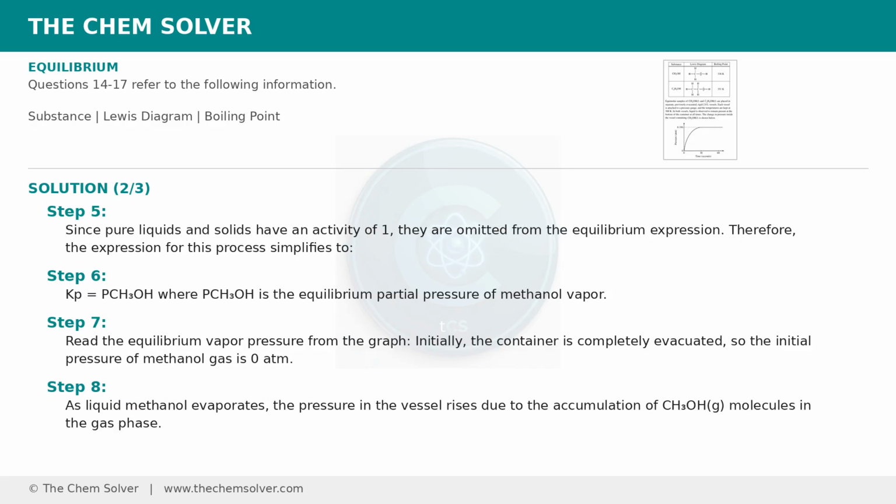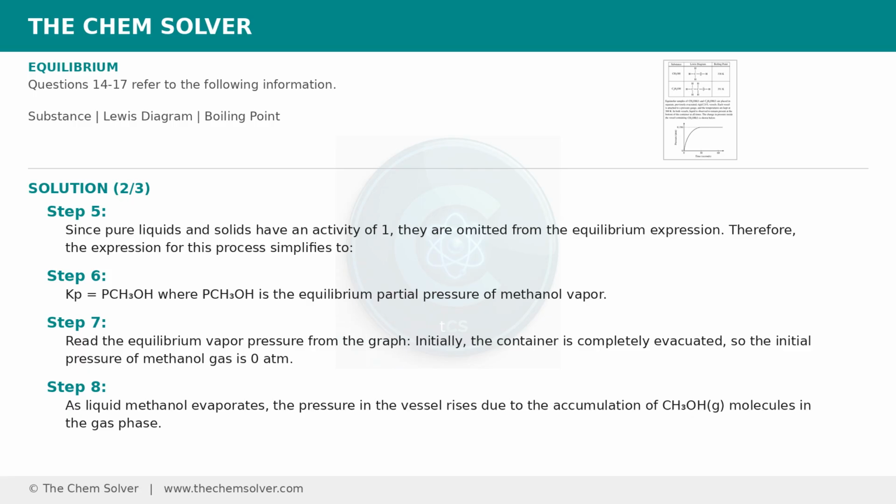Since pure liquids and solids have an activity of 1, they are omitted from the equilibrium expression. Therefore, the expression for this process simplifies to Kp equals PCH3OH, where PCH3OH is the equilibrium partial pressure of methanol vapor. Read the equilibrium vapor pressure from the graph.